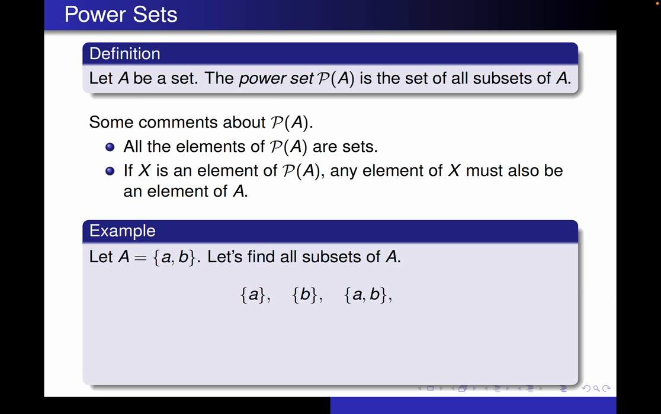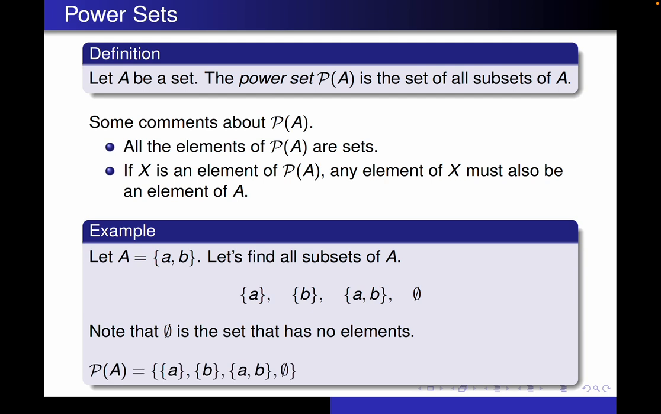And then there's one more, which is easy to forget, my favorite set actually, and that is the empty set. That is the set that doesn't contain any elements. So the empty set is the set that has no elements. So the power set will then have 4 elements, and we just list them. It has the set containing a, the set containing b, the set containing a and b, and the empty set.